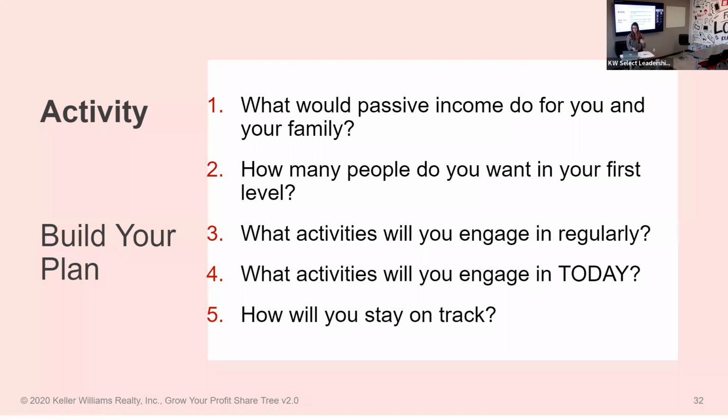So in here, just kind of talk about building your plan. What would passive income do for you and your family? How many people do you want in your first level? And what activities will you engage in regularly to build that first level? And what activities will you engage in today? And how will you stay on track? So you can stay on track by meeting with us once a month after Wealth Building Wednesdays, and we will all work on it together. It's easier to work together on things that feel like drudgery, and it's a lot more fun that way, like going to the gym, right? It's more fun going with somebody else.